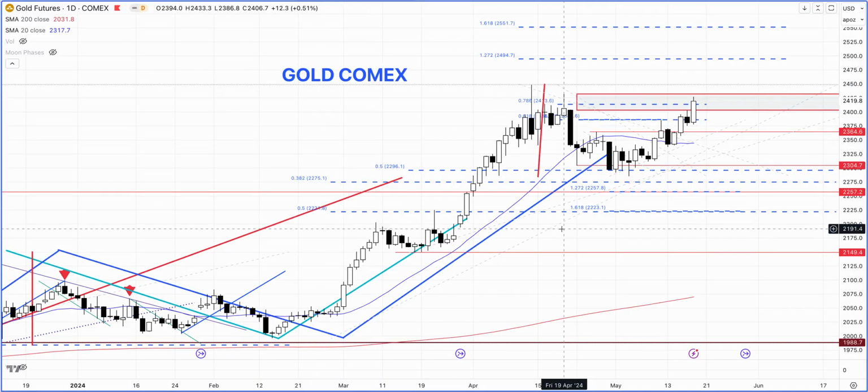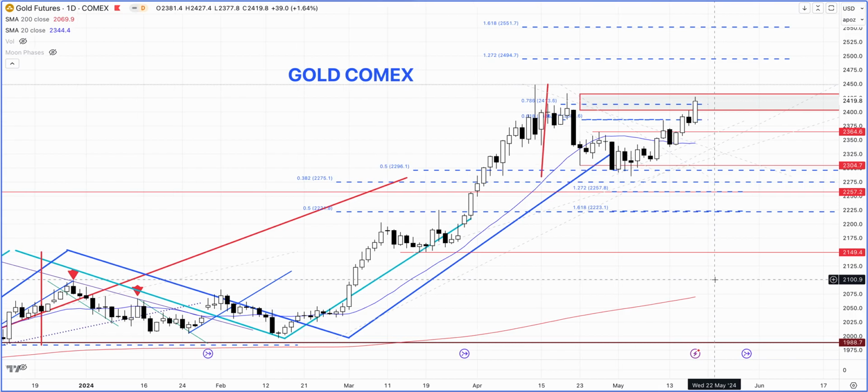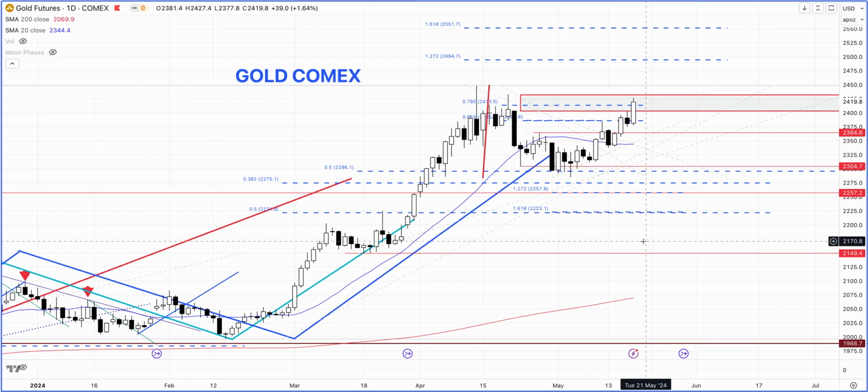Okay, so moving back to the daily chart of gold. So this is COMEX gold. It's a futures chart. This is not spot gold. So if you're looking at a spot gold chart, your prices will be different. Last Friday on the daily chart, we can see we had a really nice candle formation.